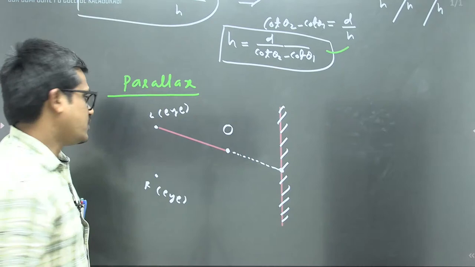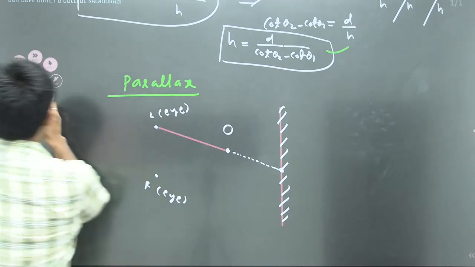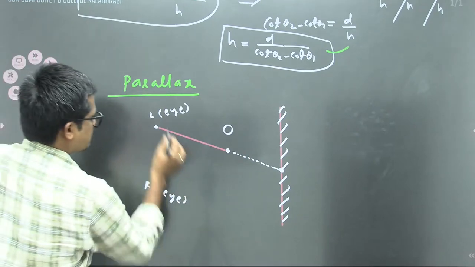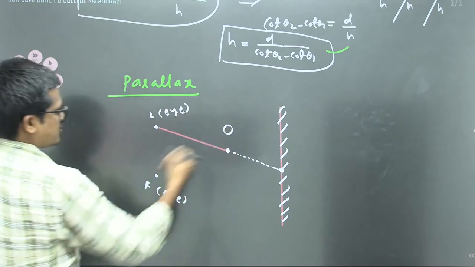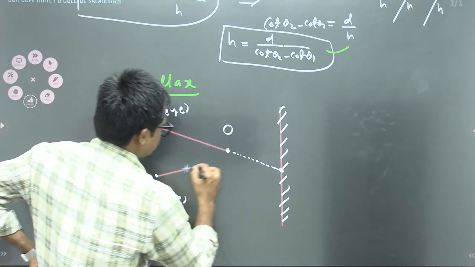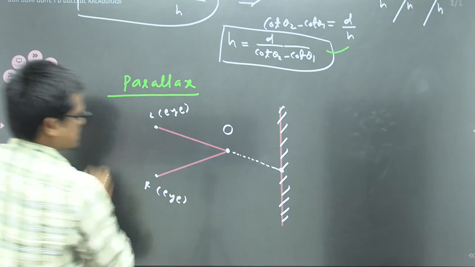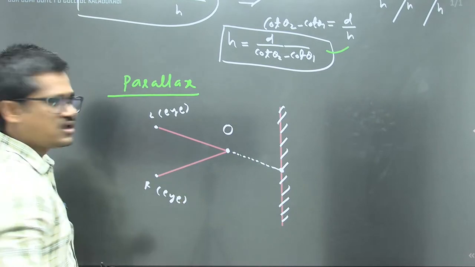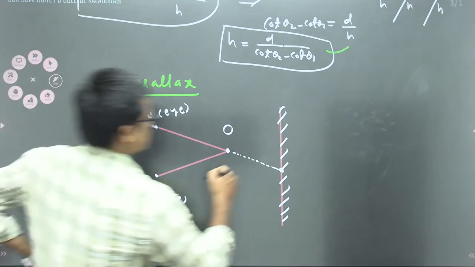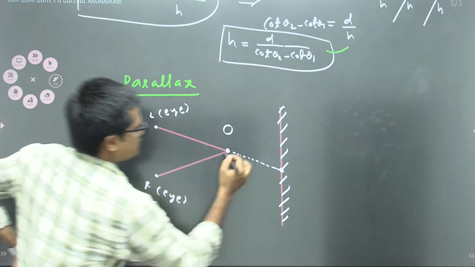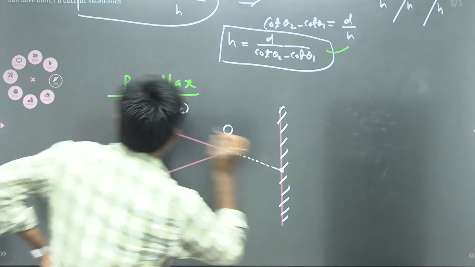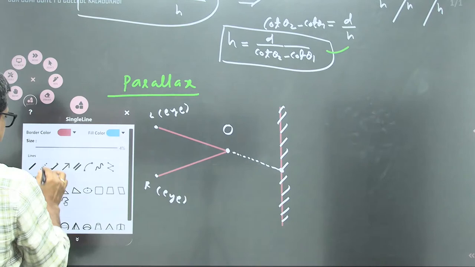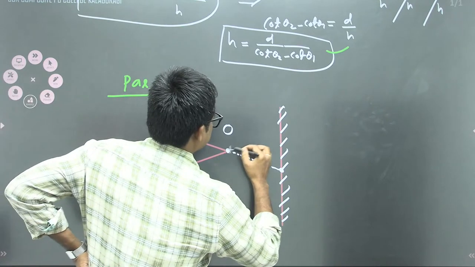Now in the same way, if I observe it from the right eye, closing the left eye, the line of sight will be this side. Right or no? So the same pen, when I see from the right eye, appears to be here. It appears to be in this direction.